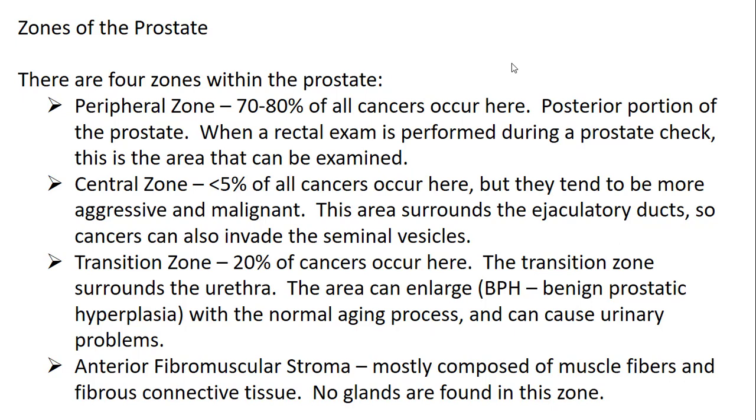The transition zone is the area that wraps around the urethra. So when it enlarges, and it often does because of BPH, benign prostatic hyperplasia, or because of tumors, then it can cause issues with the flow of urine through the urethra. About 20% of all cancers occur in the transition zone. And BPH can occur with the normal aging process or with tumors. So there's several reasons why the prostate could enlarge around the urethra.